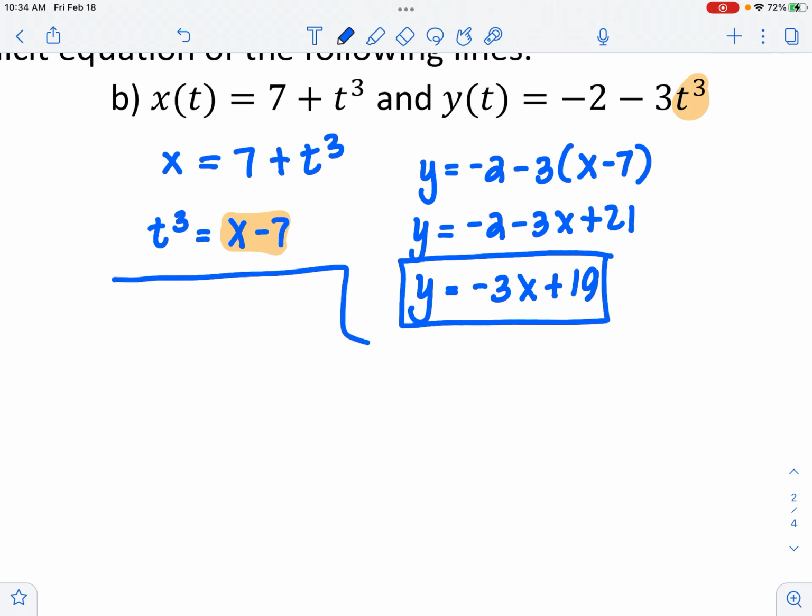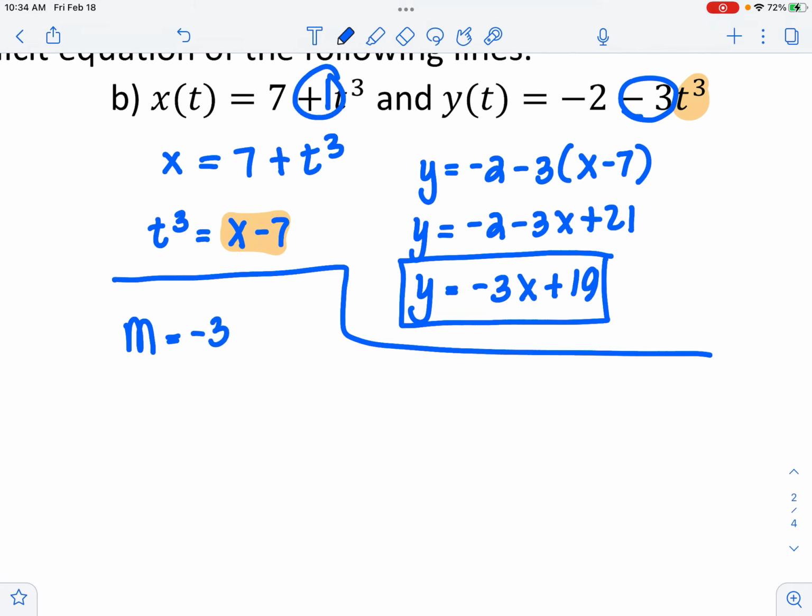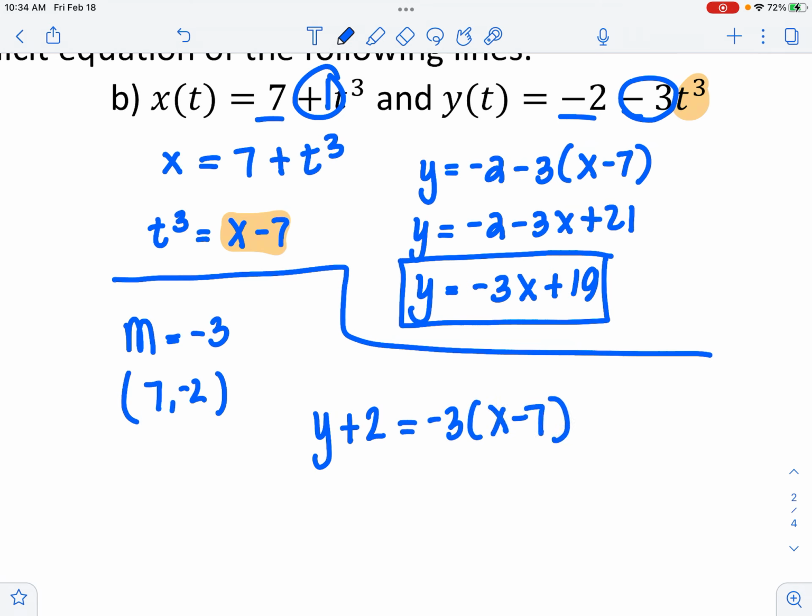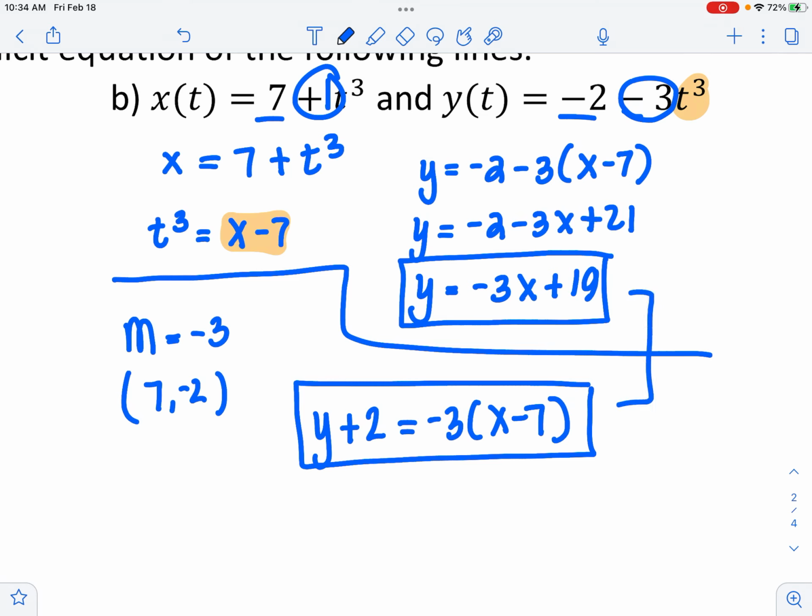Or you can do it the same way that we did the other one. You can say, okay, what's my slope? My slope is -3 over 1, -3. What's a point on the line? (7, -2). So y minus y1, y plus 2 equals m, -3, times x minus 7. And you can leave your answer like that. Notice if you distribute the -3, you get minus 3x plus 21, and then subtract 2 from both sides, you get 19. These are equivalent answers, and so are the other two.